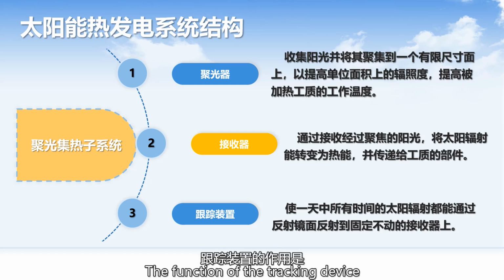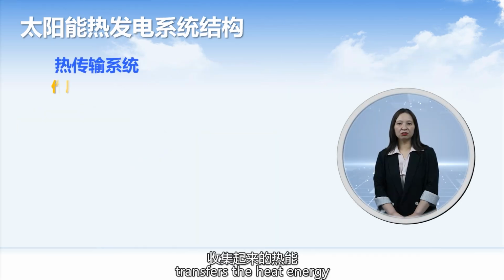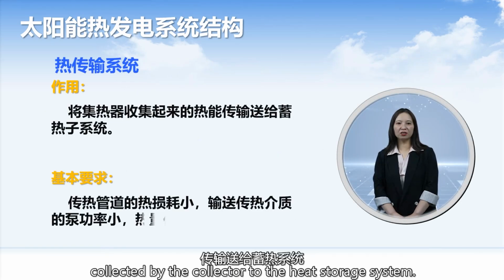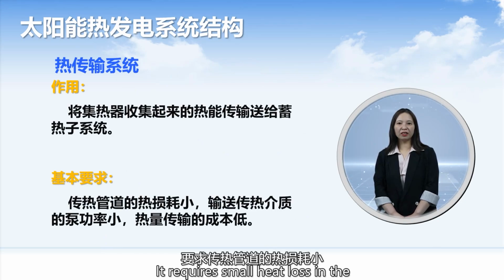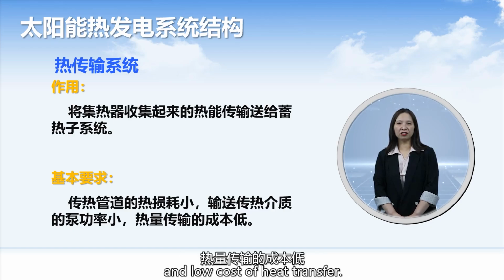The function of the tracking device is to ensure that the solar radiation can be reflected onto the receiver through the reflective mirror. The heat transfer system transfers the heat energy collected by the collector to the heat storage system. It requires small heat loss in the heat transfer pipeline, low pump power for conveying heat transfer media, and low cost of heat transfer.